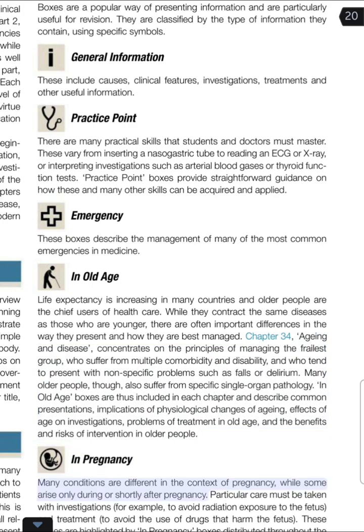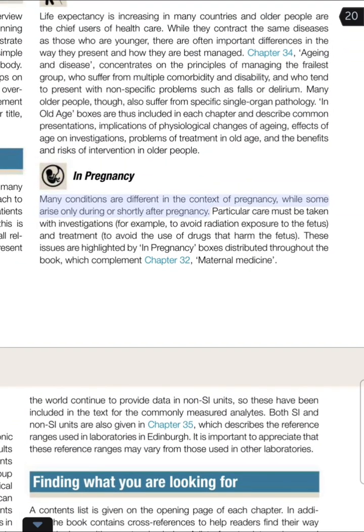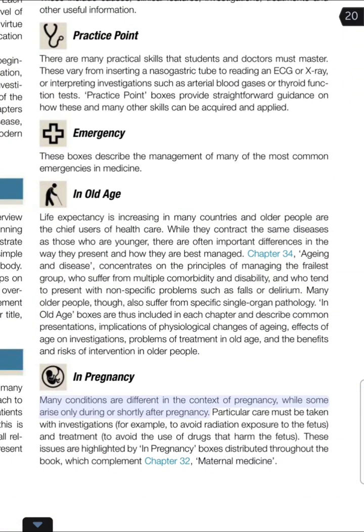In pregnancy, many conditions are different in the context of pregnancy, while some arise only during or shortly after pregnancy. Particular care must be taken with investigations, for example, to avoid radiation exposure to the fetus, and treatment to avoid the use of drugs that harm the fetus. These issues are highlighted by in pregnancy boxes distributed throughout the book, which complement Chapter 32, Maternal Medicine.